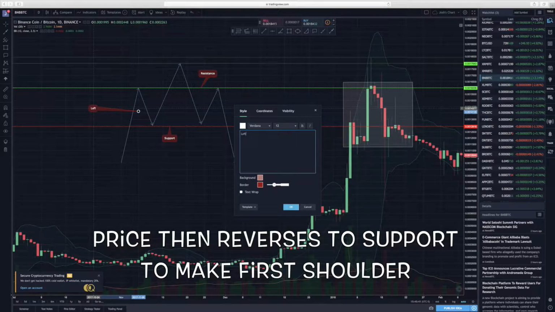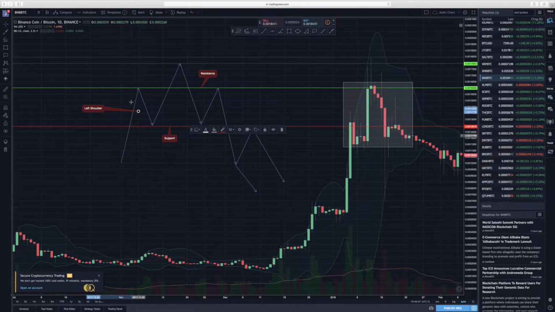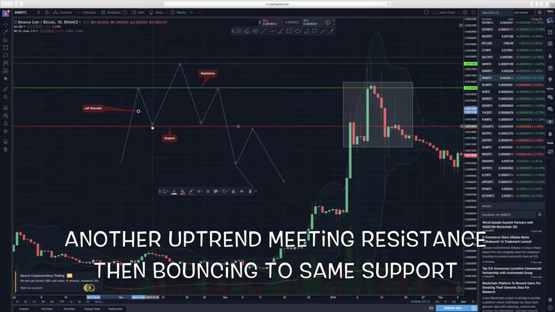I'm sure you can already see where we're going. Now that would be the left shoulder. This right here, we call it the neckline, because if you look at this as a left shoulder, a head, and a right shoulder, this would be the neckline. So once it bounces off the support, it'll come and meet another resistance and bounce off of that. That resistance should be higher than the shoulder line.